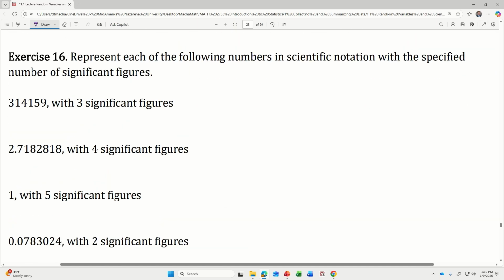All right, represent each of the following numbers in scientific notation with a specified number of significant figures. Okay, so this time we're doing it in scientific notation. And 3 sig figs. So what would this look like in scientific notation with 3 significant figures? 10 to the 5th. Yep, so we got to move the decimal 5 places. And then I just keep 3.14. I don't keep the rest of it because of 3 sig figs.